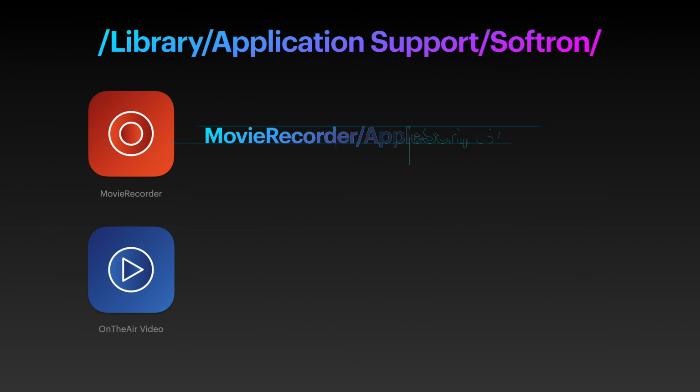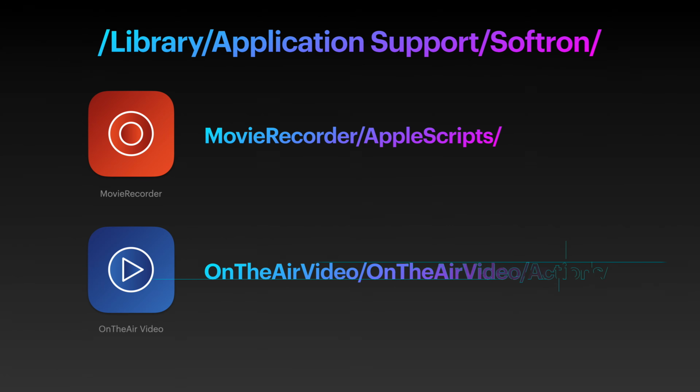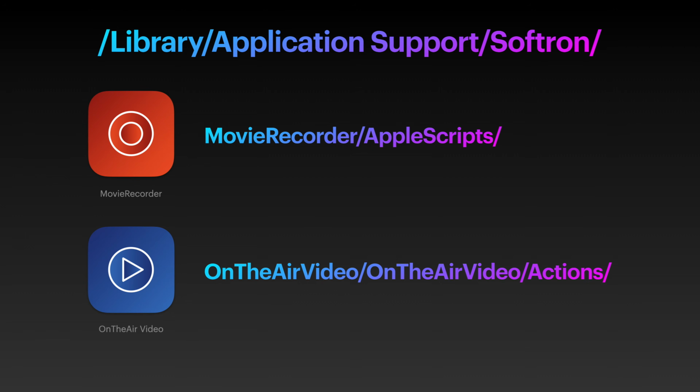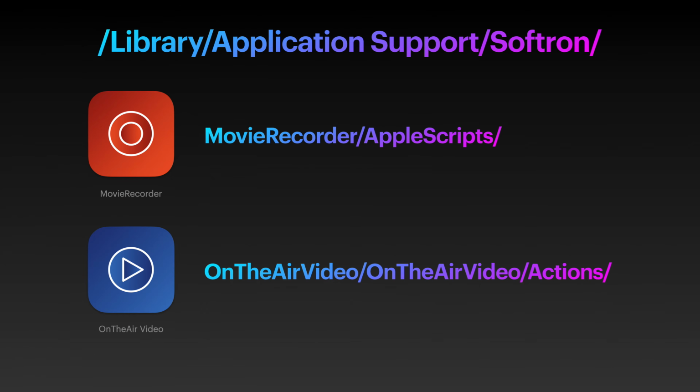For MovieRecorder, we're going to use this path: Library, Application Support, Softron, and then here you're going to find MovieRecorder, Actions. For OnTheAir Video, it's going to be slightly different. It's going to start with OnTheAir Video, and then you're going to find another folder that says OnTheAir Video. That is because you can have multiple instances of OnTheAir Video on the same machine. So OnTheAir Video 1, 2, 3, 4, and multiple versions of that folder will be in there. You can use that if you don't want the same actions available across all the instances. So that's why it's there. It's not a mistake. And so you'll see OnTheAir Video, Actions.